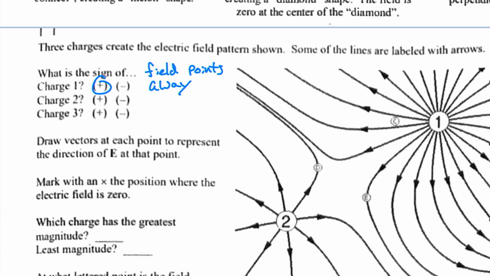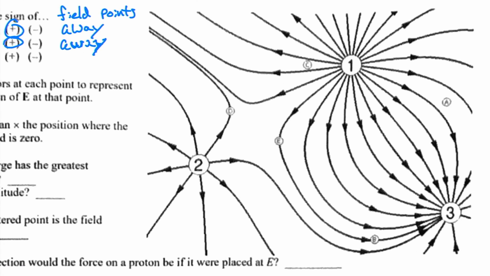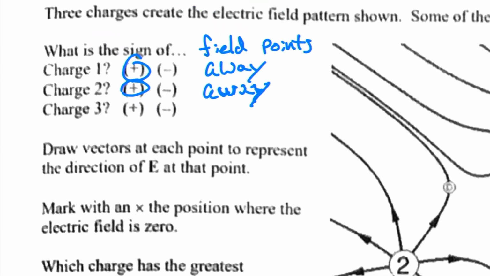Charge number 2, the field also points away, which means charge 2 is positive. And down here for charge 3, we see that the field points towards the charge. And if the field points towards the charge, that means it's negative.